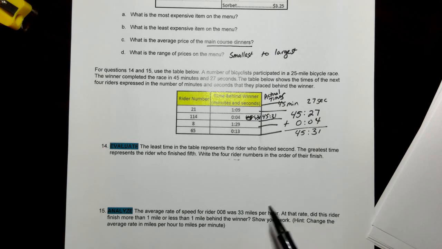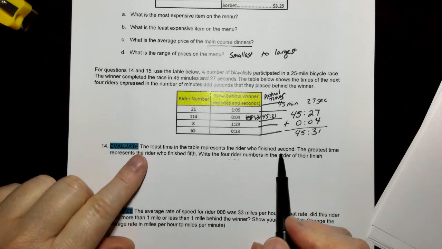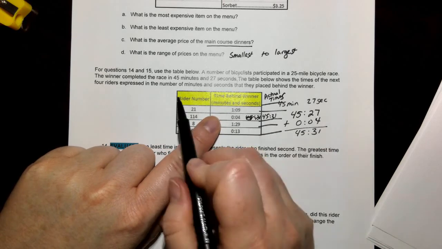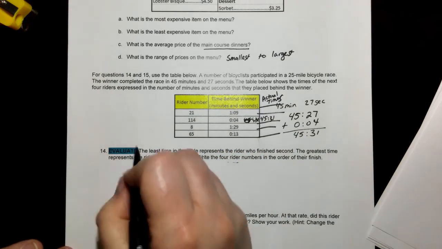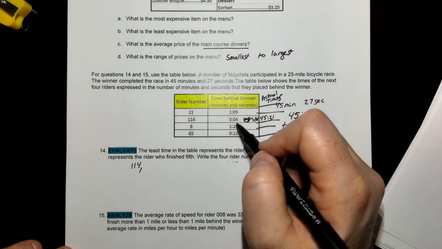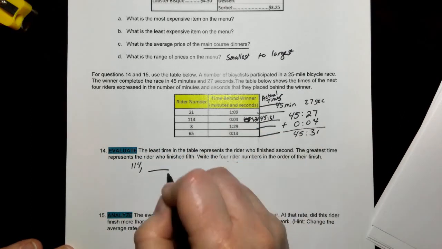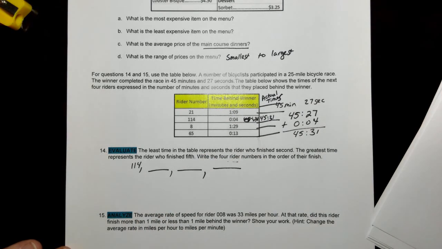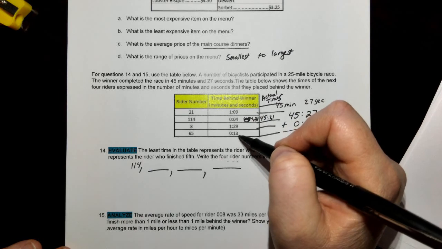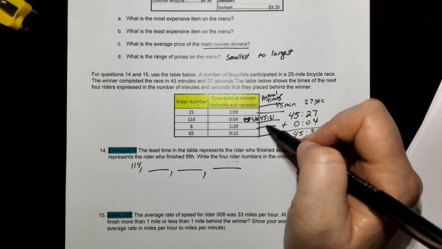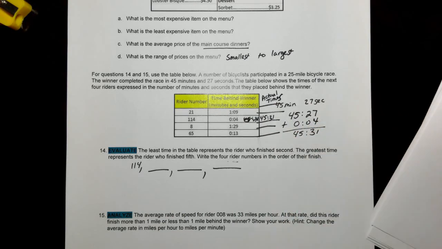Okay, so the smallest number was the second person done. Does it tell us the number of number 1? Nope. Okay, well, so we have 114 was first. Who was second? What's my second best time? What's my third best time? And what's my worst time? So you can either do it by looking at smallest to largest, or you can do it with this one and again do smallest to largest.